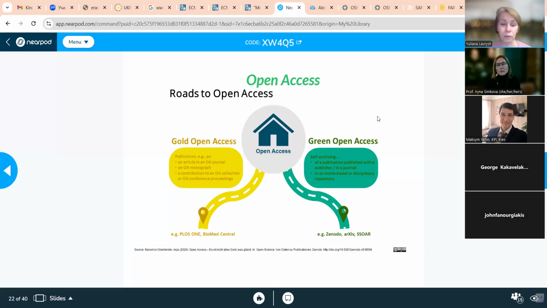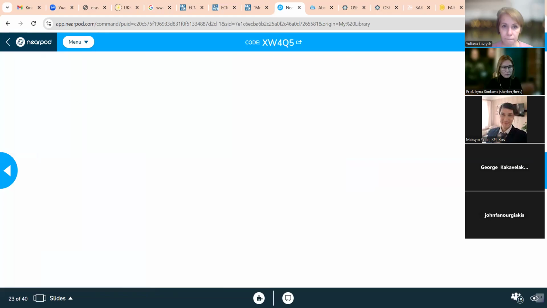And diamond open access is about free of charge. Sometimes you can apply to funding, or for example, you can get a waiver and you can be published free of charge. And anyway, your publication will be open. So this is diamond open access.